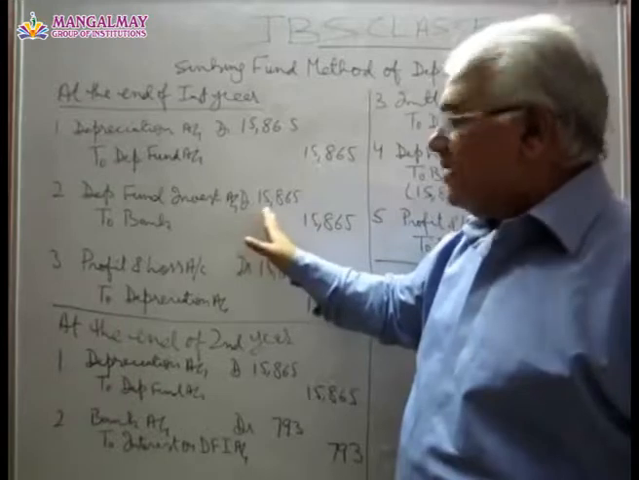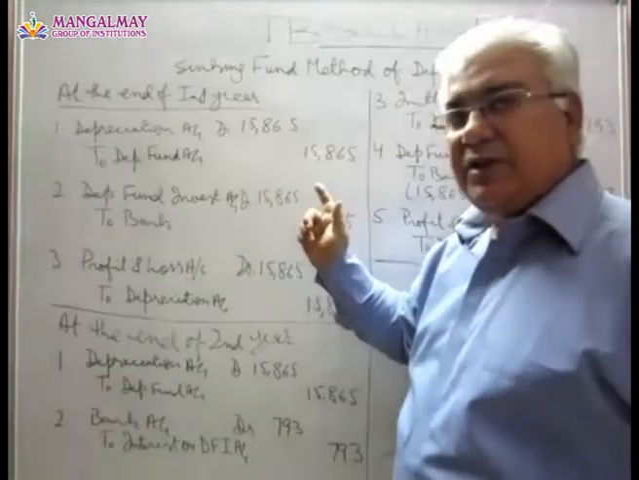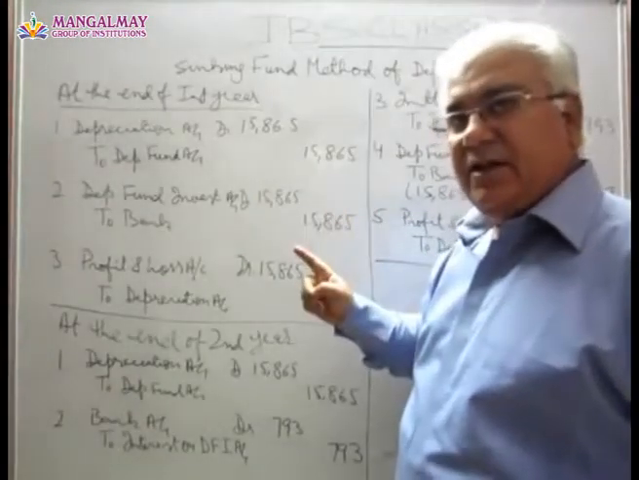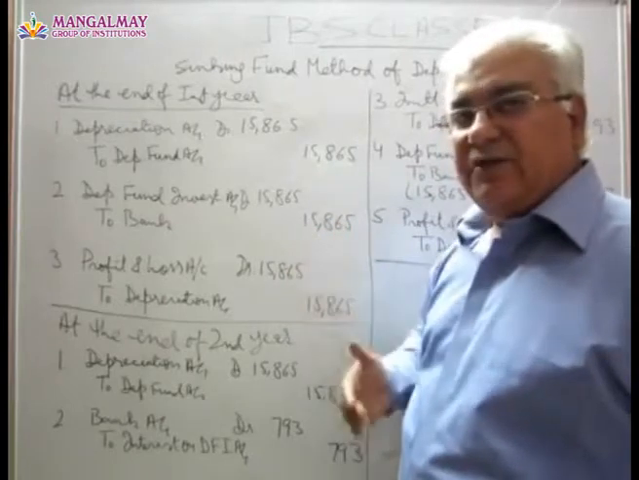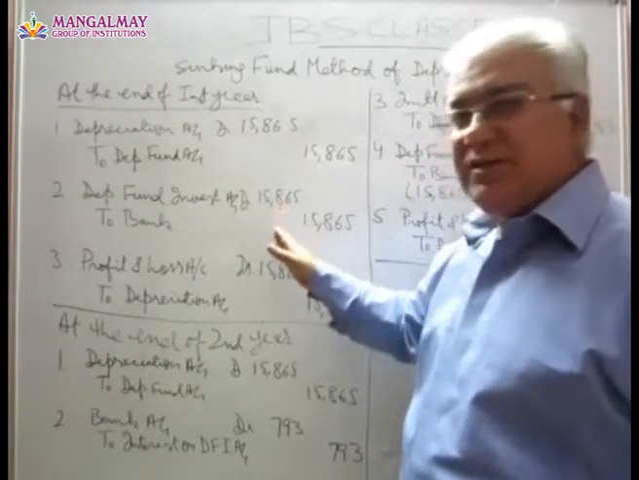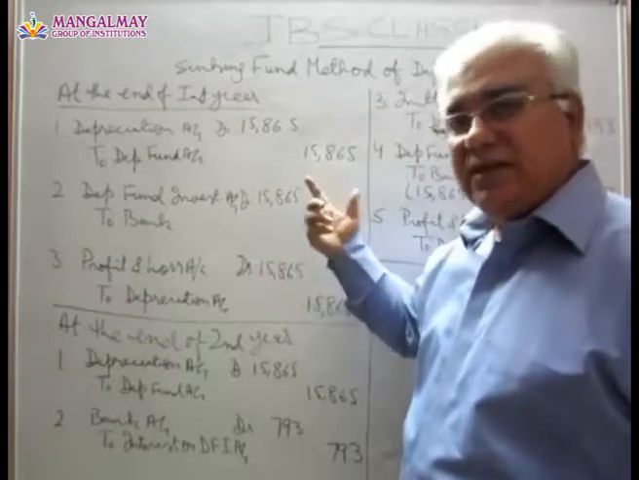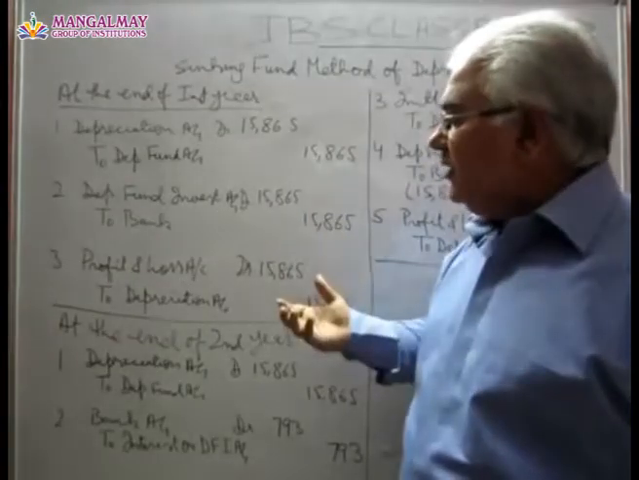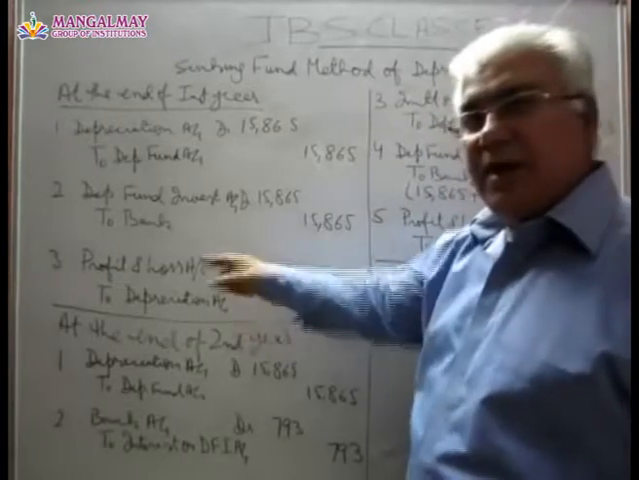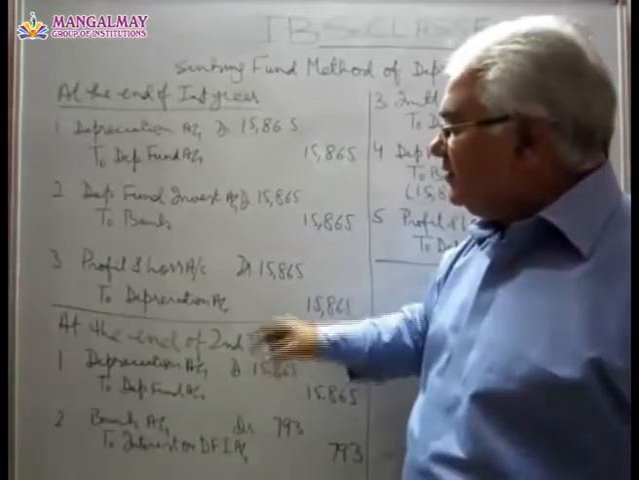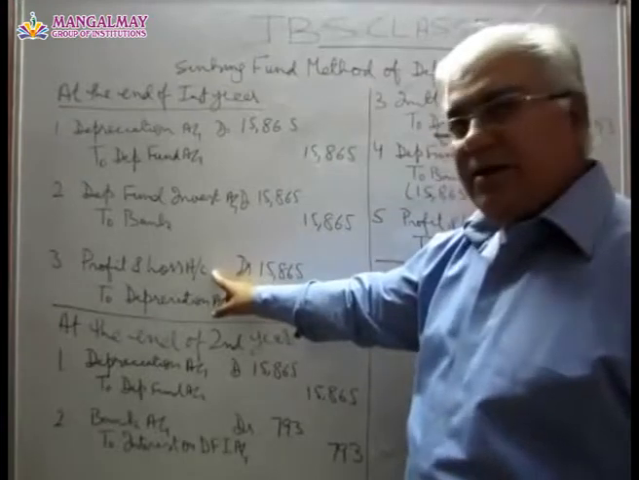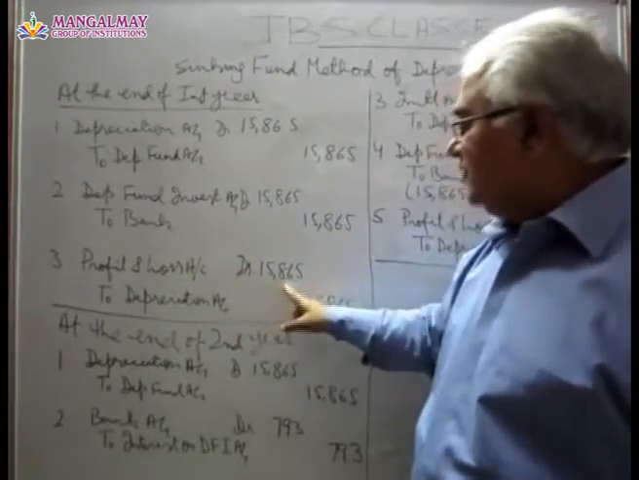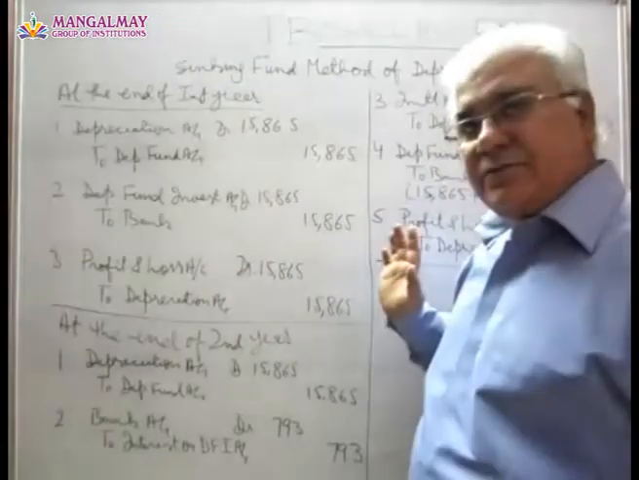We have invested this amount in outside securities at 5% interest rate for 2 years, because at the end of third year we want to sell these securities so that we could buy the new asset. Now, as usual, depreciation should be written off to P&L account. So our entry is profit and loss account debit to depreciation 15,865.